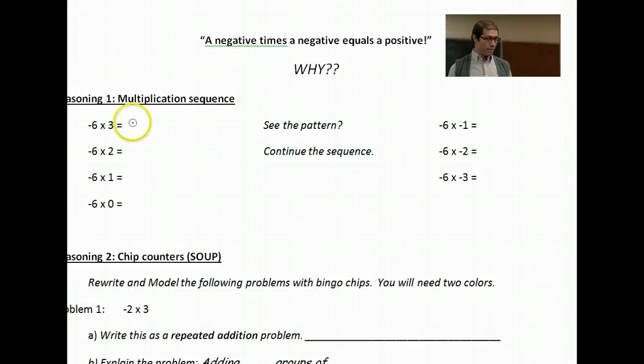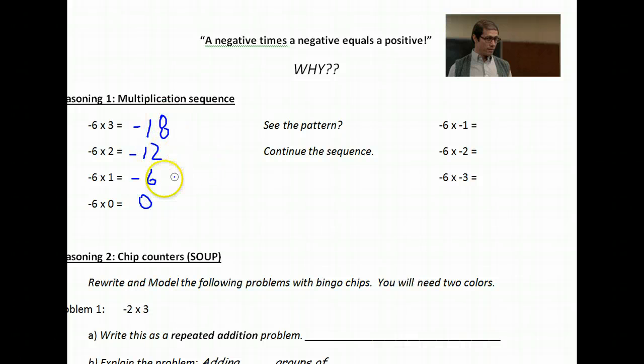Question is why? One way of understanding this is this sequence. It's negative 6 times numbers that go down by 1 each time. So 3, 2, 1, 0, negative 1, negative 2, negative 3. So you can see that negative 6 times 3 is negative 18. Negative 6 times 2 is negative 12. Negative 6 times 1 is negative 6. Negative 6 times 0 is 0.